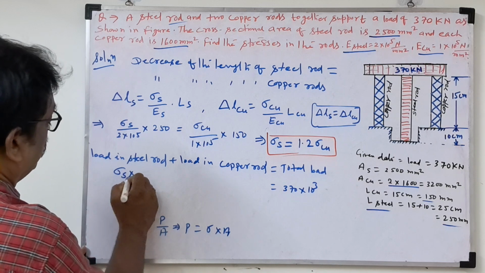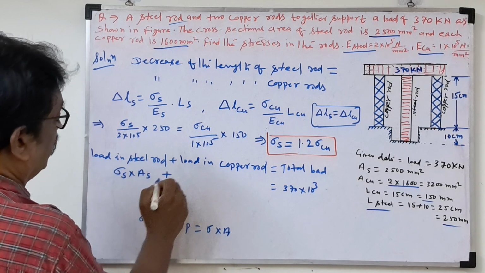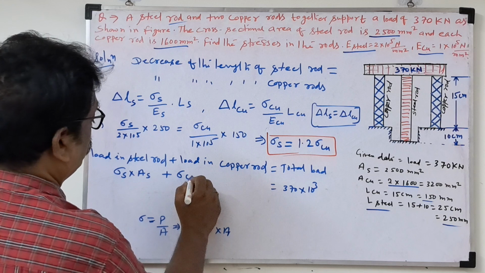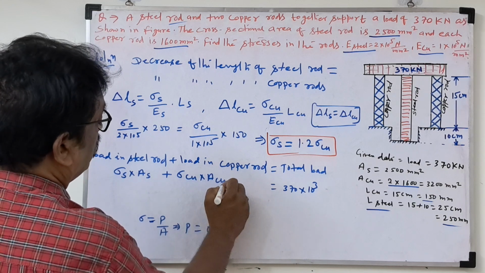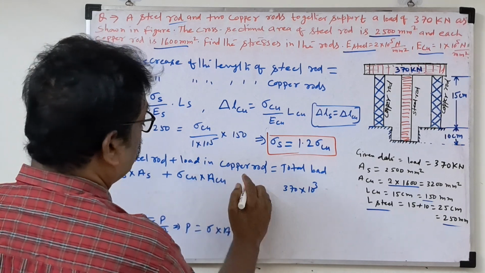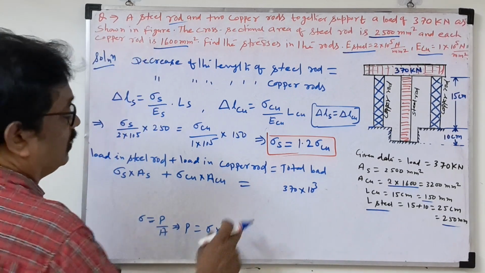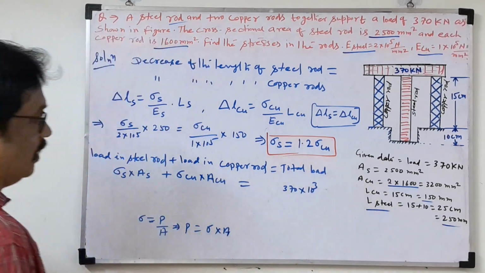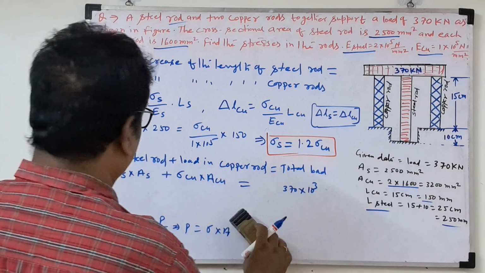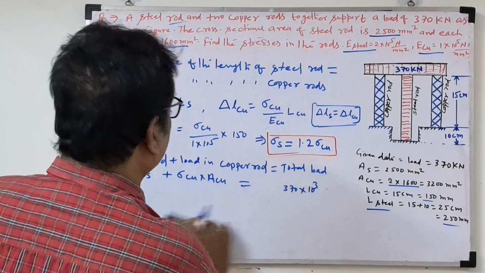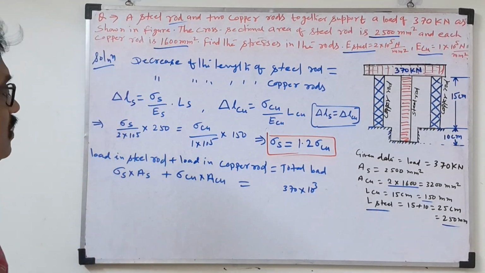Stress of the steel into area of the steel plus stress of the copper into area of the copper equal to 370 into 10 power 3. Total, not length, total load. Okay, now we'll substitute these values and solve.